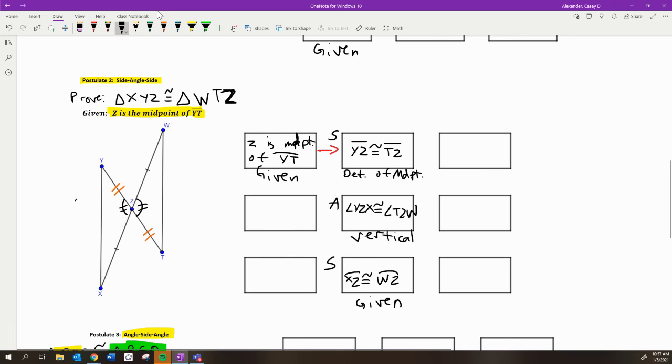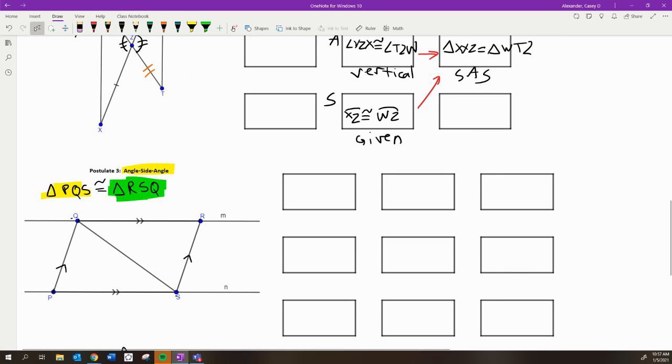And so I'm ready to make my conclusion, which is that triangle XYZ is congruent to triangle WTZ, and that's by side, angle, side. And then I have to draw my 3 arrows here because I have to show where the side, the angle, and the side came from. All right, I'm probably running long here, but got to finish this last one.